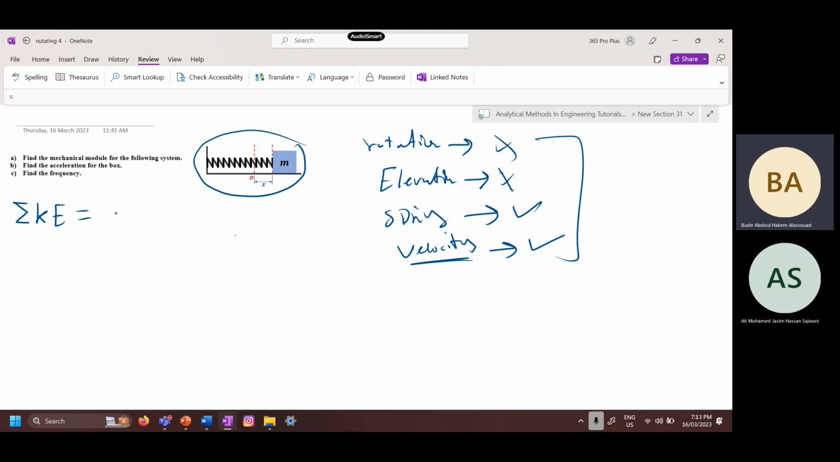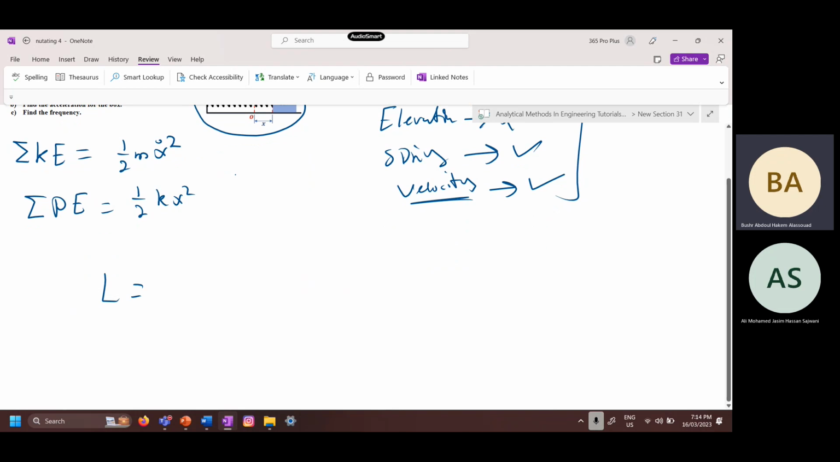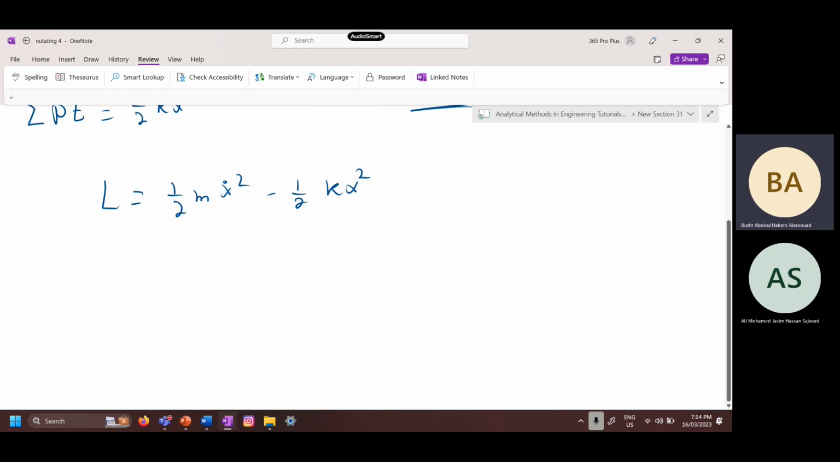So the equation of kinetic energy from the velocity is half m x dot square. Please remember this. As for the potential energies, we don't have an elevation. We only have a spring. The spring has its own potential energy equation, which is equal to half k x square. Now apply the Lagrangian equation, which is kinetic energy minus the potential. So you get half m x dot square minus half k x square.